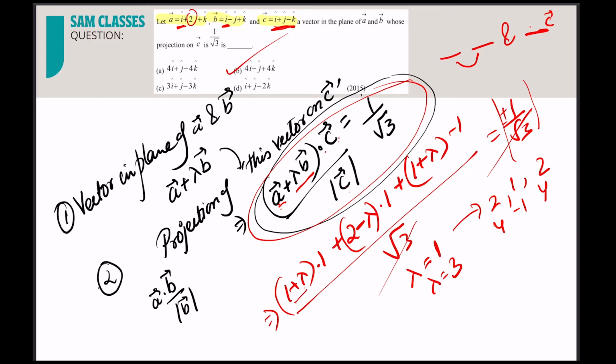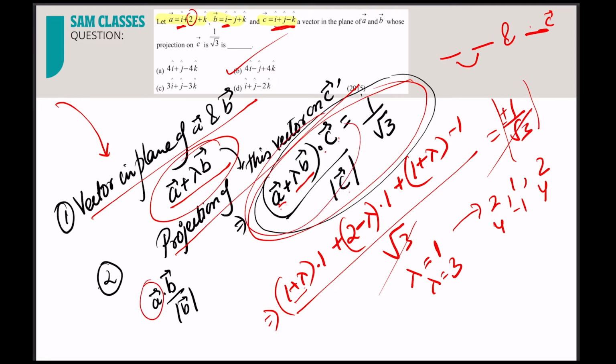What you should understand is that whenever they say a vector in the plane of a and b, it is nothing but a vector plus lambda times b. Projection of this on another vector is directly what? Projection of a vector on b vector is equal to a dot b divided by mod of b. Directly get the answer. So directly in the brain you should think till here, you write it here with the pen now. You write till here, once you get it, solve it. That's it. So it will take not more than 30 seconds if you practice a bit.